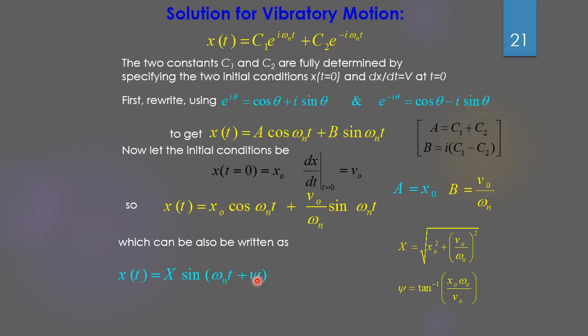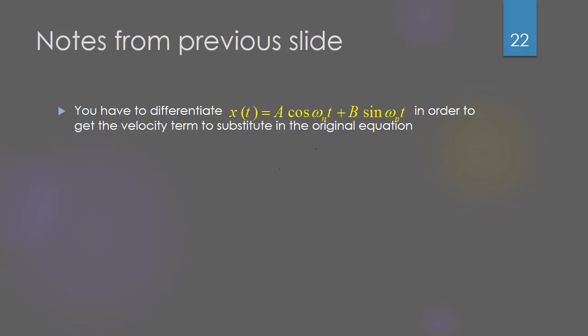Which can also be written as x(t) equals X sine omega t plus psi, where X is the amplitude and psi is the phase change. So X is equal to this quantity, and the phase change is equal to this quantity. Very important notes to remind yourself from the previous slide: you have to differentiate x(t) equals a cosine omega_n t plus b sine omega_n t twice in order to get the velocity term to substitute in the original equation of motion.